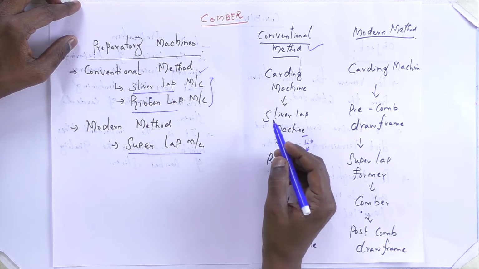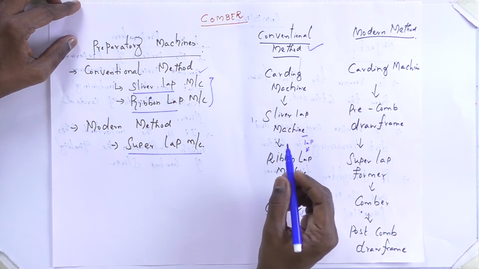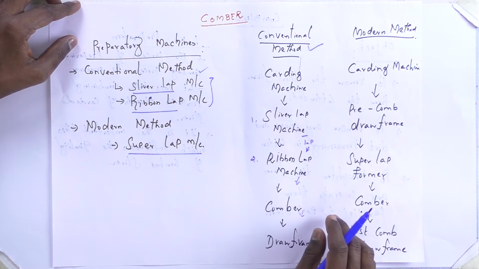So here we use two machines. One is the sliver lap machine, the second one is the ribbon lap machine. These two machines are responsible for producing feed material for comber. So it is a tedious process. We need more workers and more space for producing comber feed material.